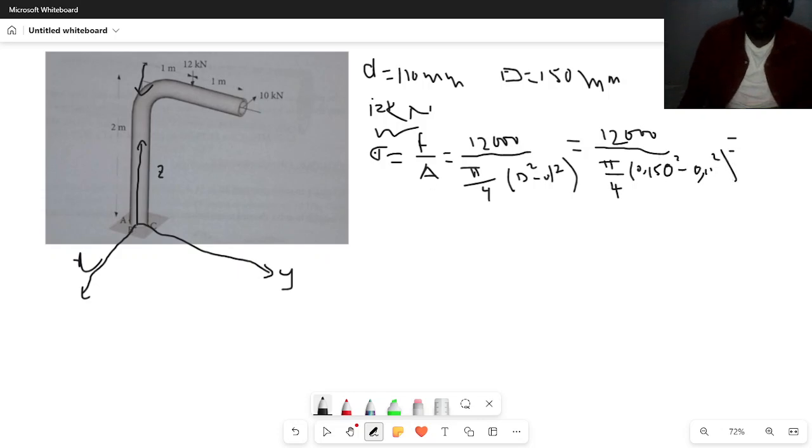You get a compressive direction because it is going toward the point of study. If this force was going in the opposite direction here, this force would be a tensile force. That's the difference. So now, what is the answer?